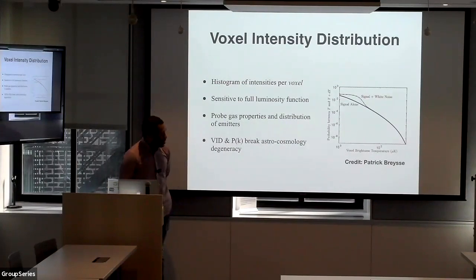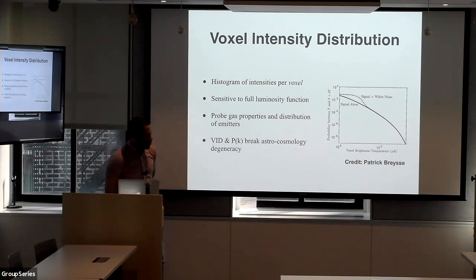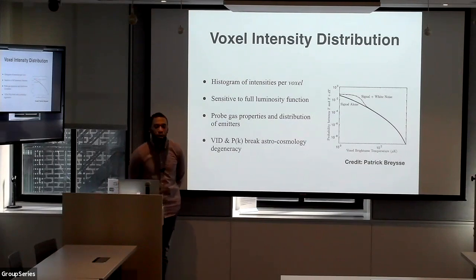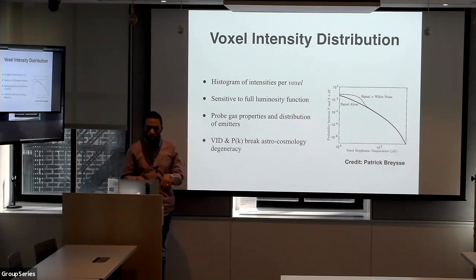And one idea that's very tantalizing is that if you can use the voxel intensity distribution, or VID, and the power spectrum together, you can use both of those pieces of information in order to separate out effects from astrophysics and effects from large-scale structure in the power spectrum. And so you can use this to allow intensity mapping to trace both astrophysics and cosmology.